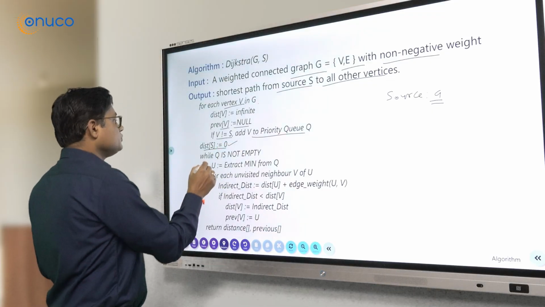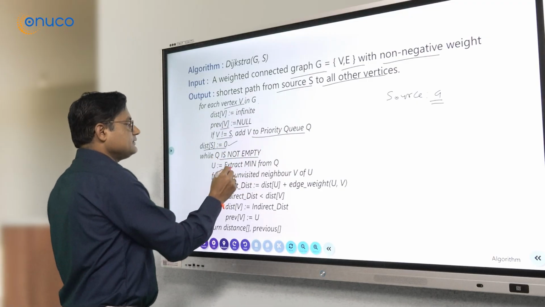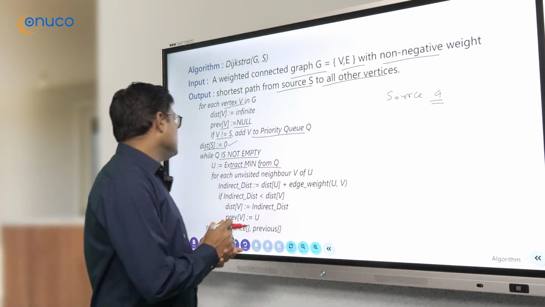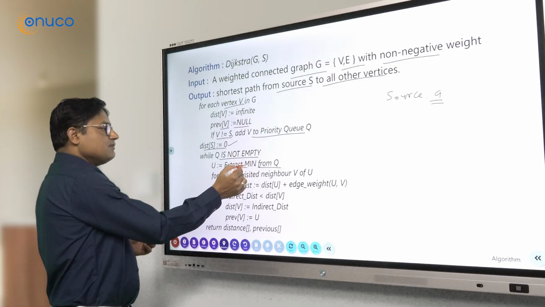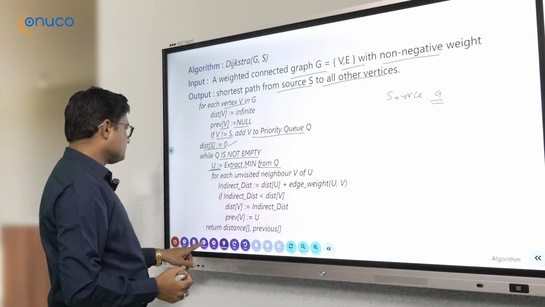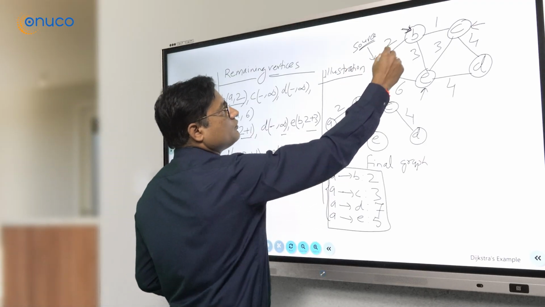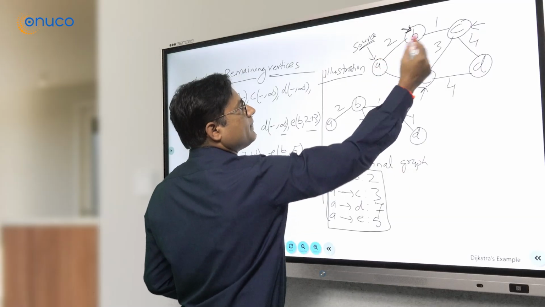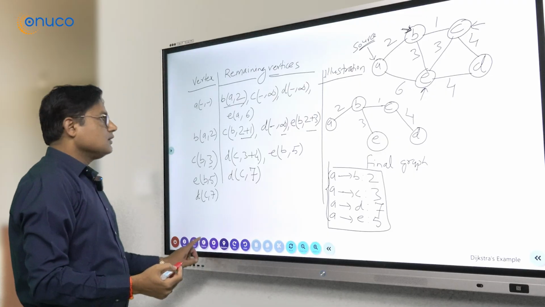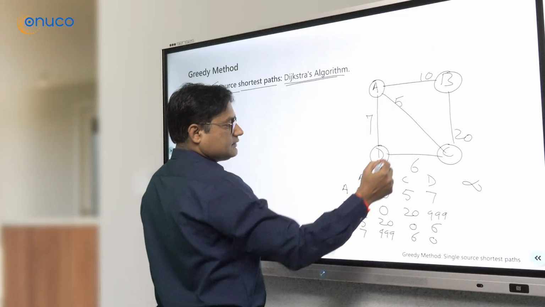After that, what you are supposed to do: while Q is not empty, extract min from Q. Extract min from Q means we are going to find the minimum value and put it in U. How is it? In the first iteration, we are going to find the minimum among A to B, A to C, A to D and A to E. Which is the minimum? Here also we have discussed that, right?